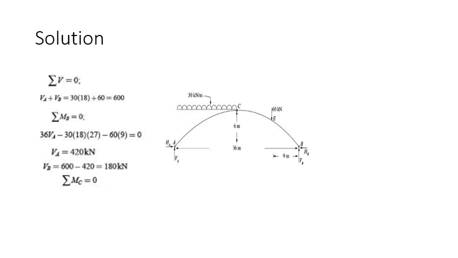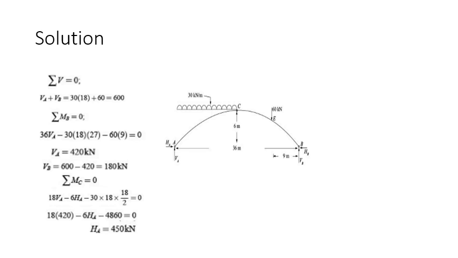Next apply the condition sigma MC is equal to 0. So VA is at a distance of 18 meter from the point C. VA into 18 minus rise, which is given as 6 meter, so minus 6 into HA minus 30 into 18 by 2. If you want, you can consider the right section also. So we get HA as 450 kilonewton. We have found out the reactions.